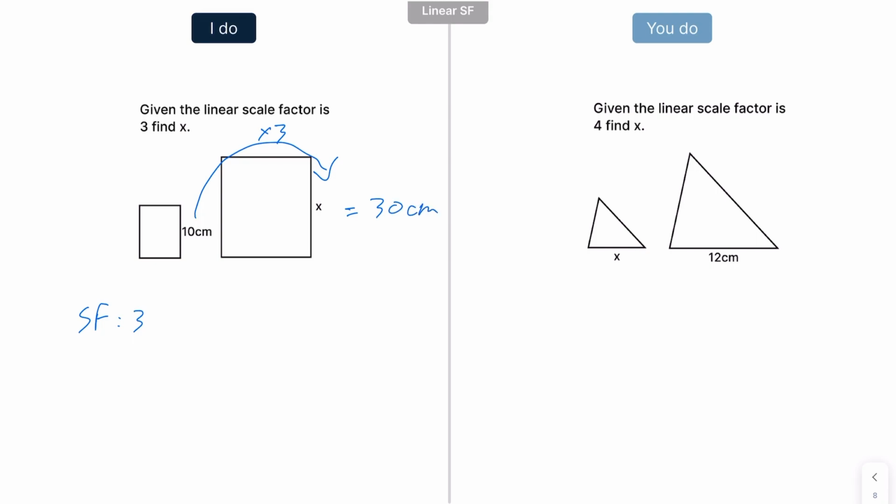The shape is getting smaller when you go from there to there. So we are going to do 12. We're going to divide that by the scale factor in the question, which is 4. And that gives me 3 centimeters for x.